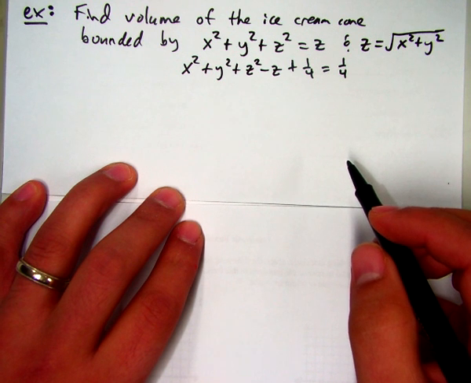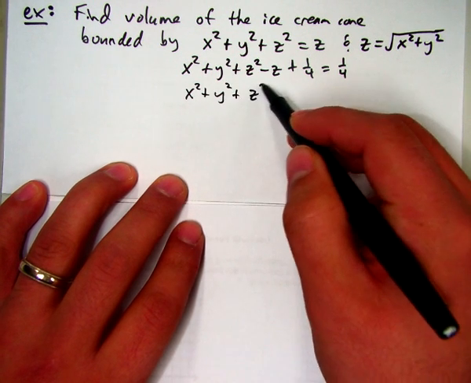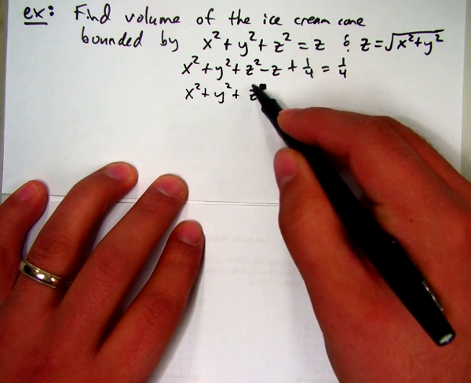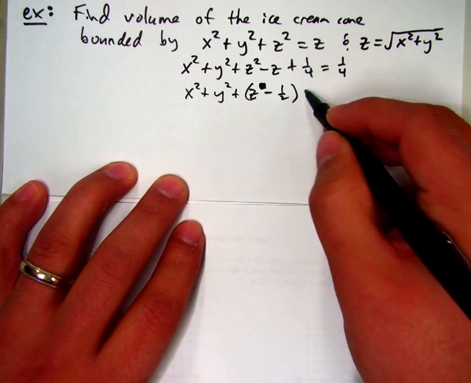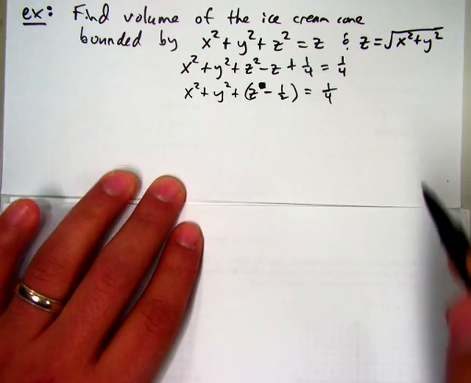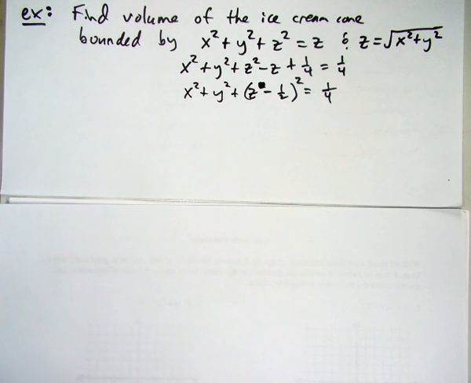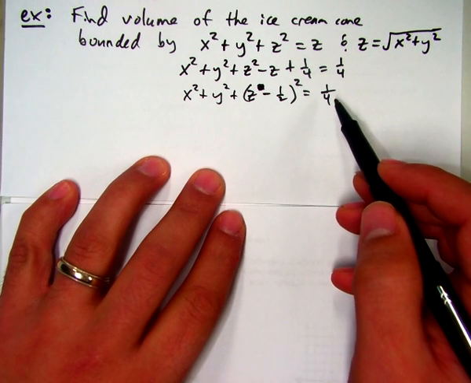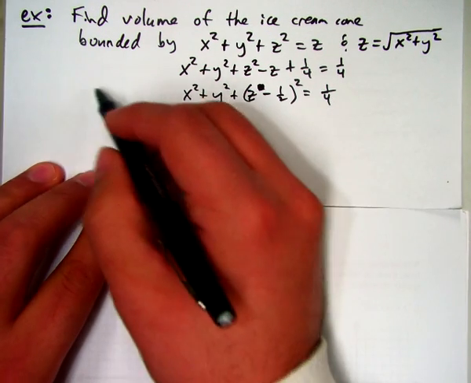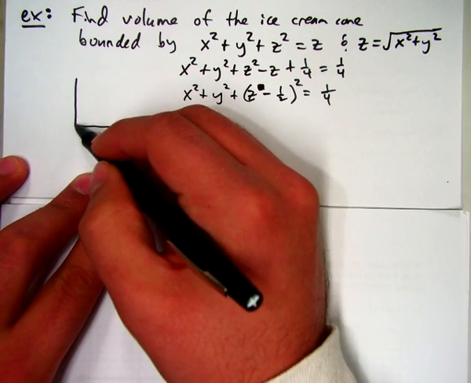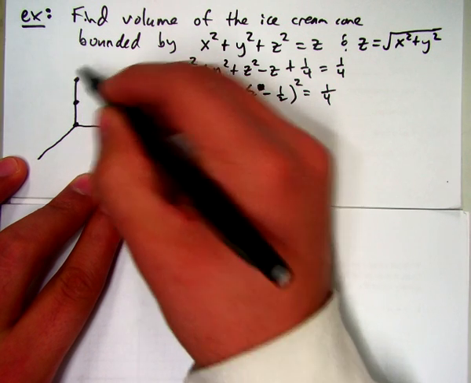So then we get x squared plus y squared plus z minus a half, squared, equals 1/4. So the radius of the sphere is a half. The center is at 0, 0, 1/2. So essentially, I have this sphere of diameter 1.